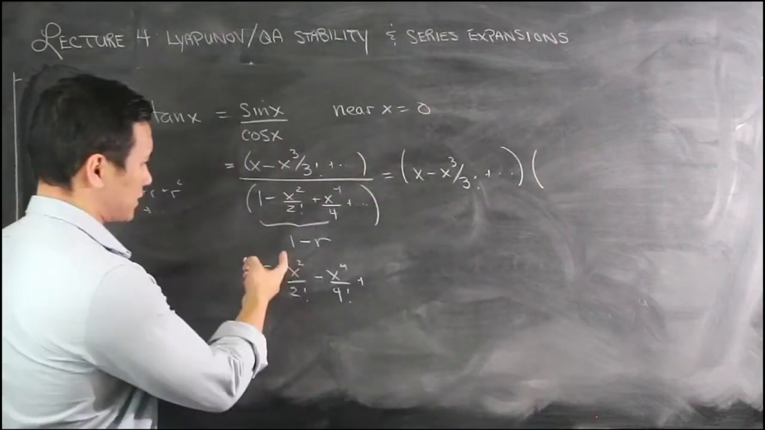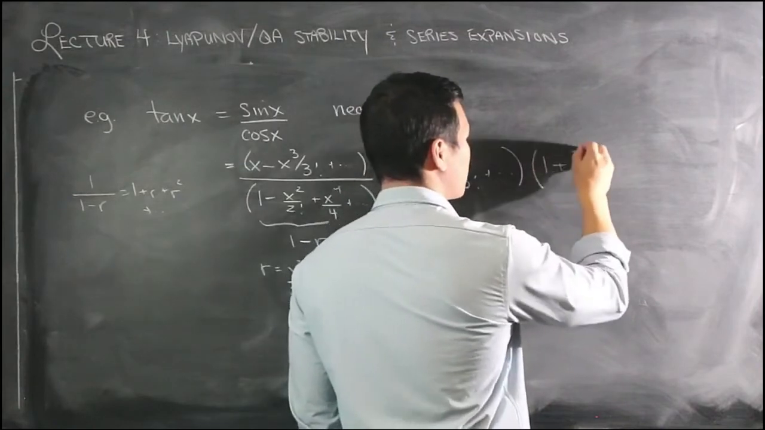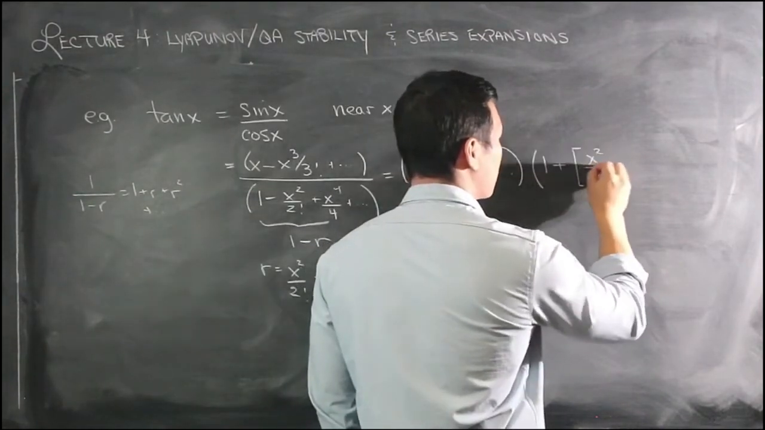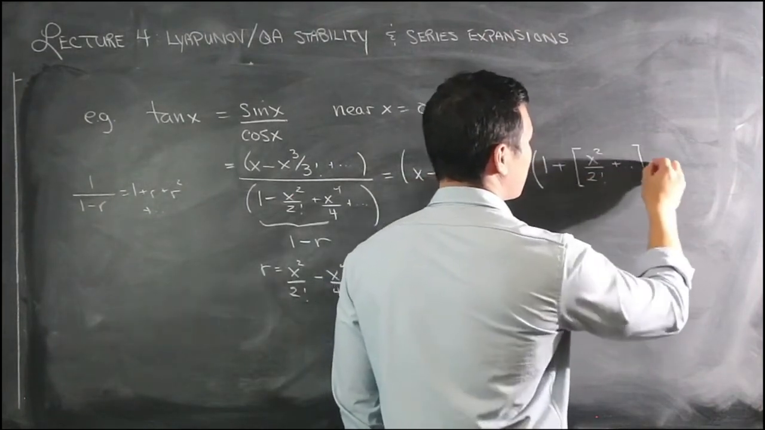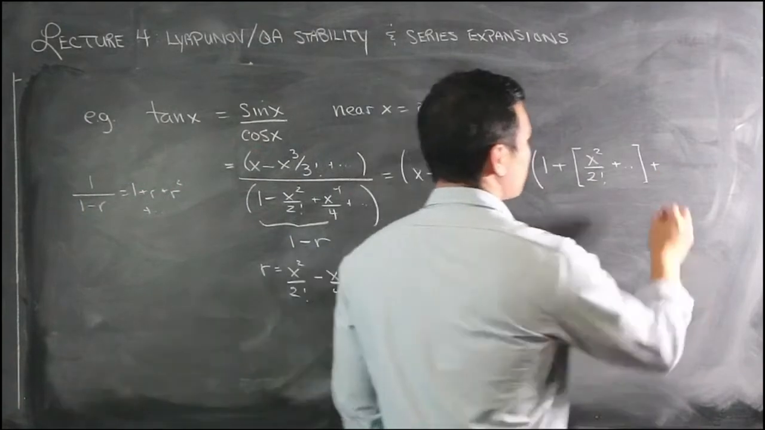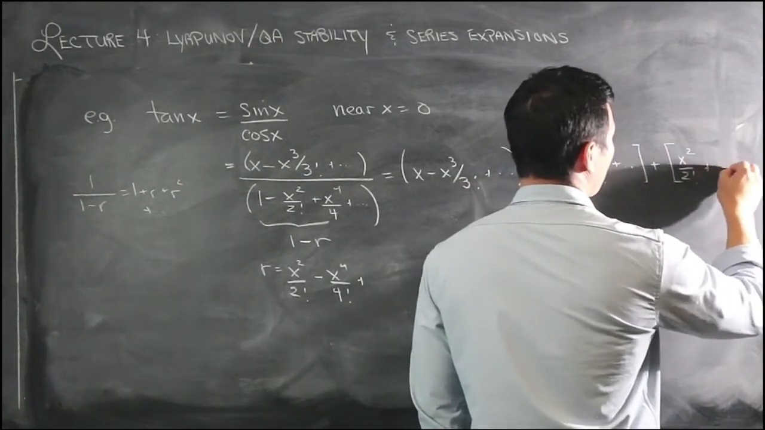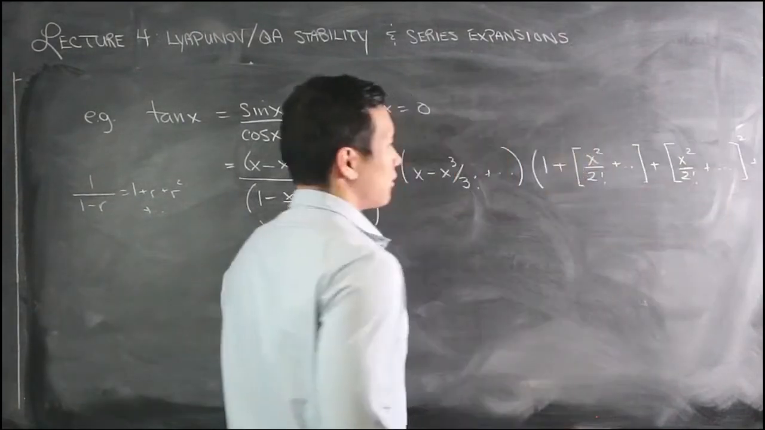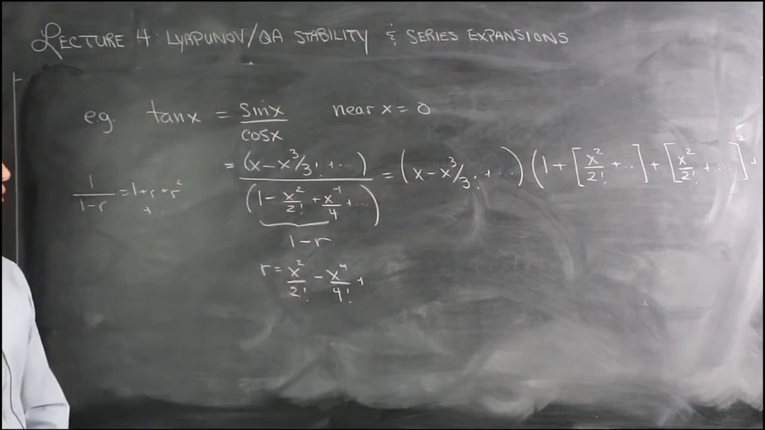And then in brackets, it's 1 plus r squared, 1 plus, let's write r, x squared over 2, plus dot dot dot. I'm not going to need it. And then r squared plus dot dot dot plus dot dot dot. This is actually a minus. It's minus x to the 4 over 4 factorial.